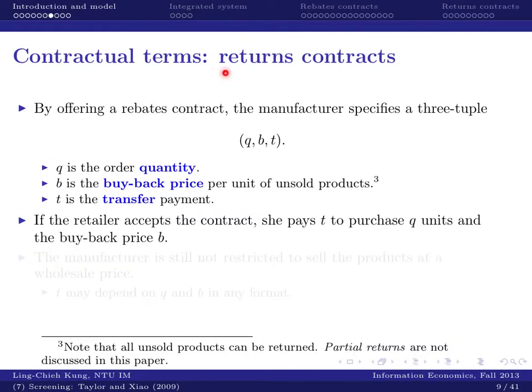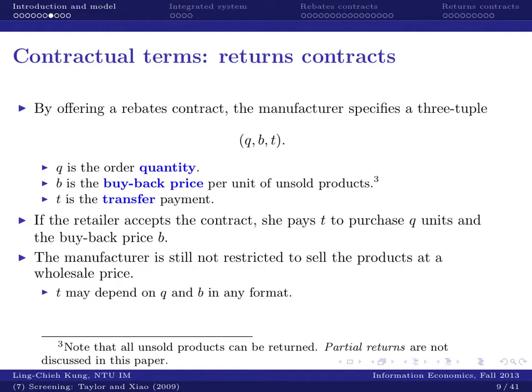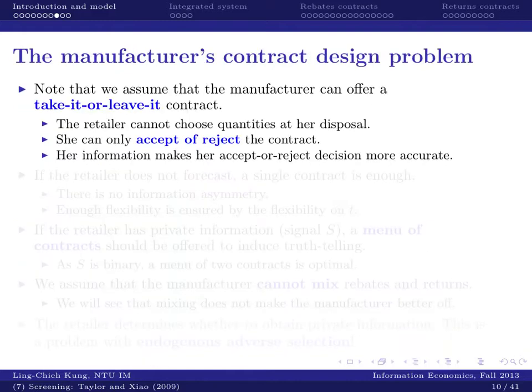Similarly, if we want to discuss a returns contract, the manufacturer needs again to specify three things: Q, B, and T. Q is again order quantity, T is again the transfer, and B is now the buyback price for each unit of unsold products. Again, the manufacturer still is not restricted at a wholesale price. T can depend on Q and B in any possibility, in any format. So with that in mind, what's the manufacturer's contract design problem?